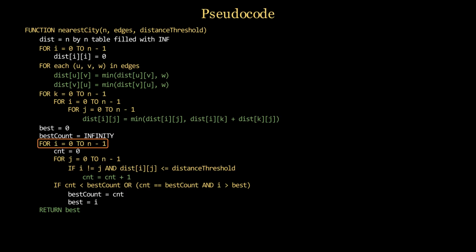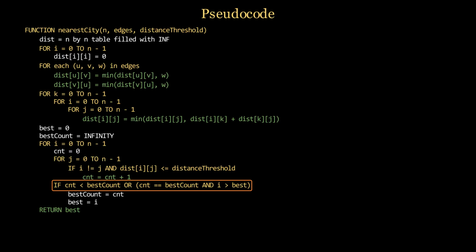Second pass, loop i again, this time to count neighbors within the threshold for each source. Reset the per source counter to 0 before scanning that row. Inner loop over j, every possible destination city. If j is not i and the shortest distance is within the threshold, j counts as a neighbor. Increment the running count for city i.